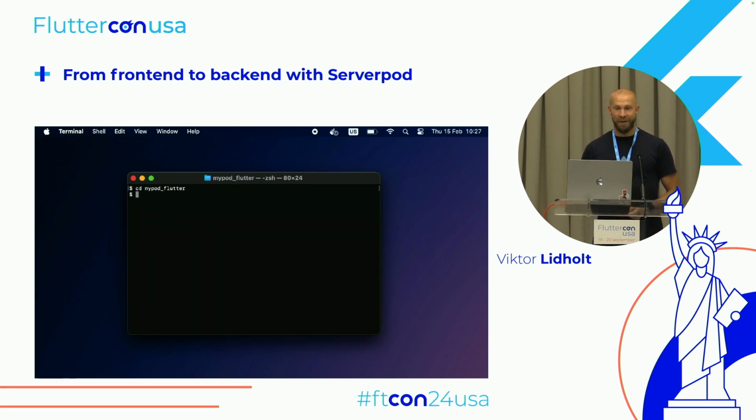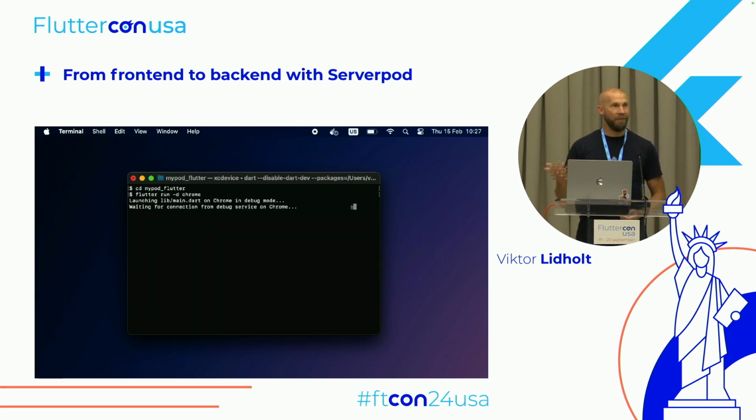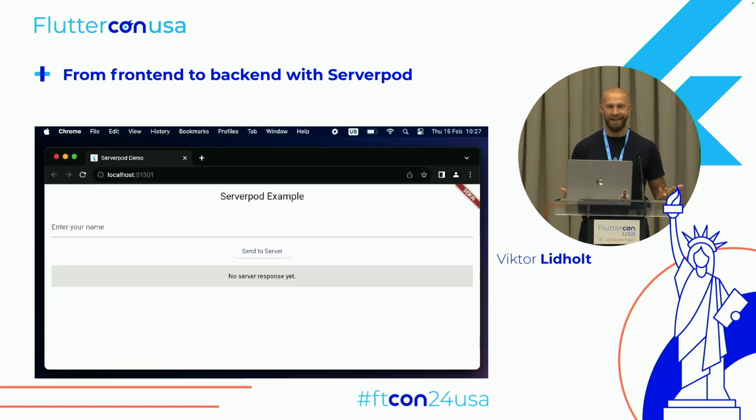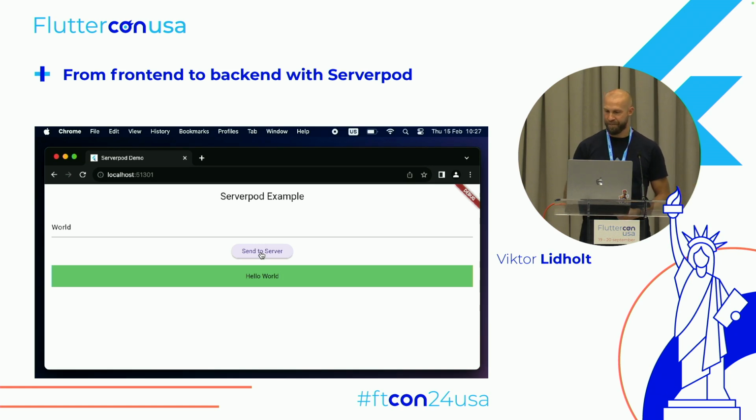On the Flutter side, you can just go into the Flutter directory and do flutter run, and then Serverpod creates a very basic example app. It's basically a hello world app. You can send a string to the server, and it sends back hello, whatever string you sent in. So right off the bat, everything is connected and ready to go. It's very easy to get started.